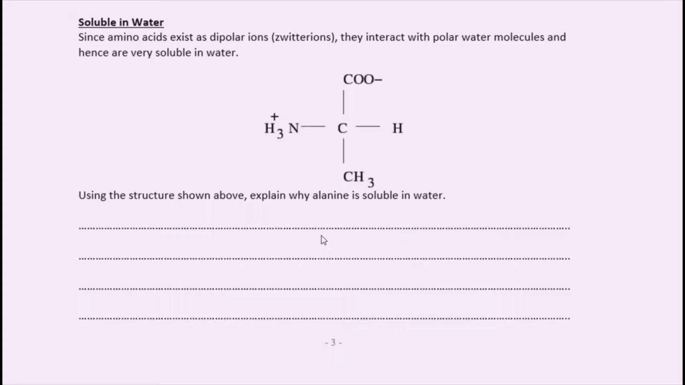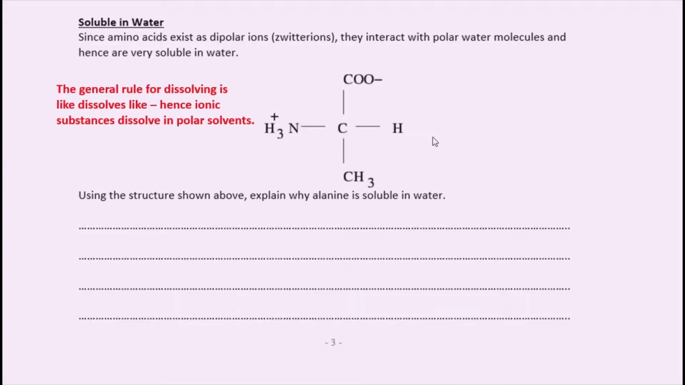Amino acids are very soluble in water, so again, a synoptic type question could be to explain their solubility, and you can see fairly obviously it's to do with the ionic charge. You remember the general rule for dissolving is like dissolves like, so ionic substances dissolve in polar solvents like water. When you're asked to explain this, explain the interactions.